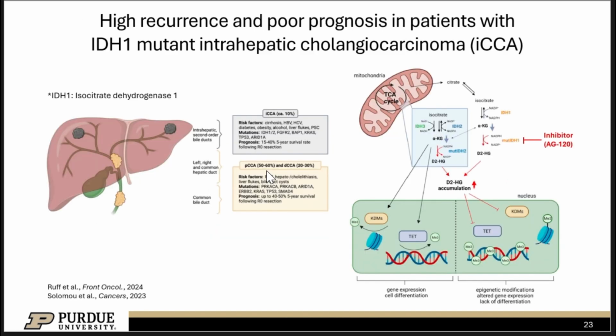Oh yeah, so actually there's a proof inhibitor currently. One of the inhibitors we are going to use is this AG120. This is a known inhibitor for the mutant IDH1.